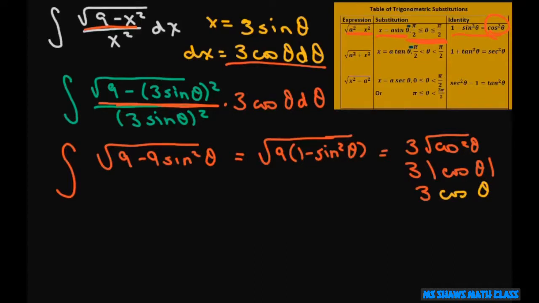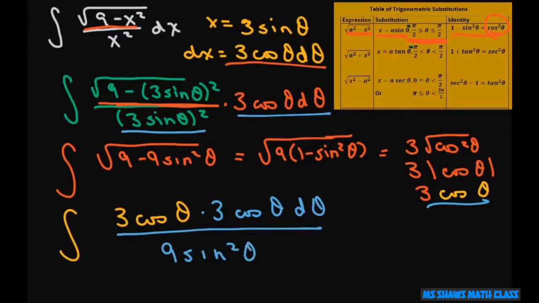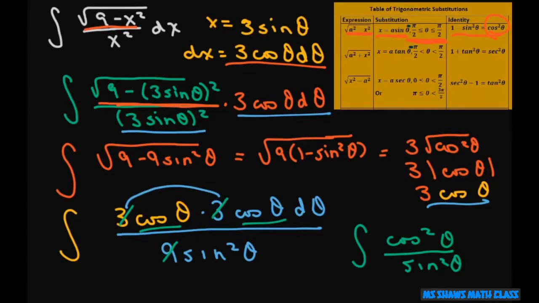Now, looking at this again, I'm going to write this as 3 cosine theta d theta, 3 cosine of theta for this piece, times this piece, so that's going to be 3 cosine theta d theta. And the denominator is just going to be 9 sine squared of theta. Excuse me. So 3 times 3 is 9. So that's going to cancel these two. And so what we're going to end up having is the integral of cosine times cosine, which is cosine squared of theta, divided by sine squared of theta d theta.